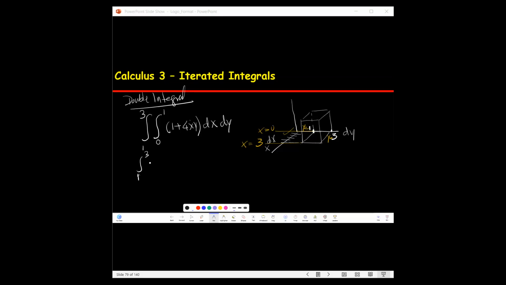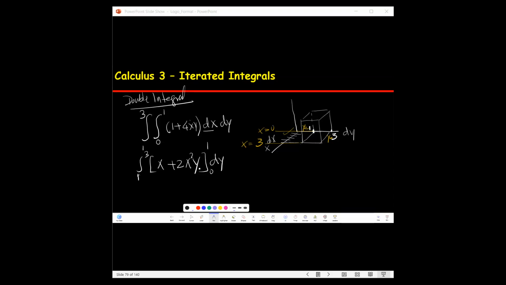So I'm going to say this, and it's going to be 2x. I'm going to take it with respect to x, and dy is outside. So I'm going to say x plus 2x squared y, and there is a limit 0, 1.